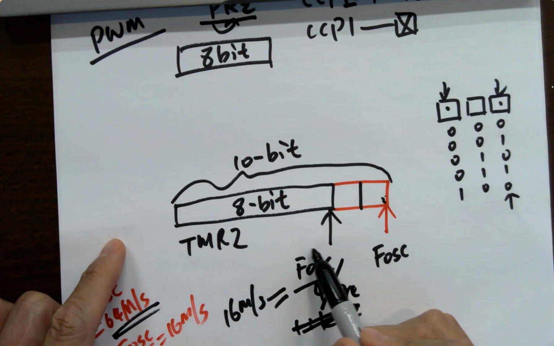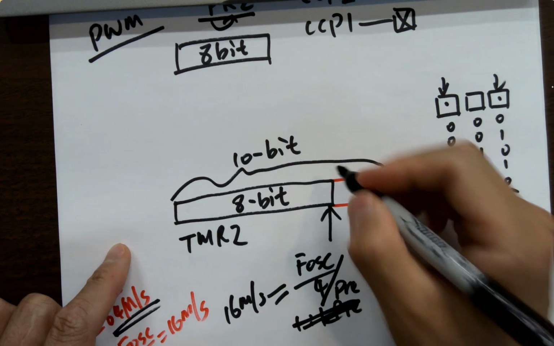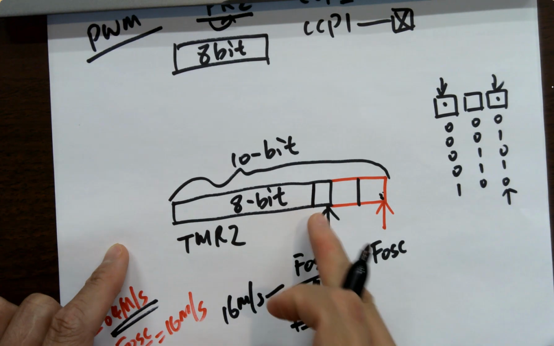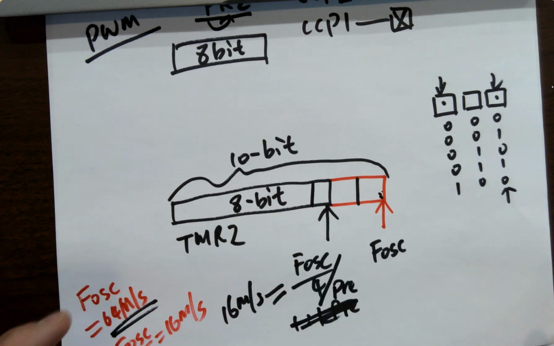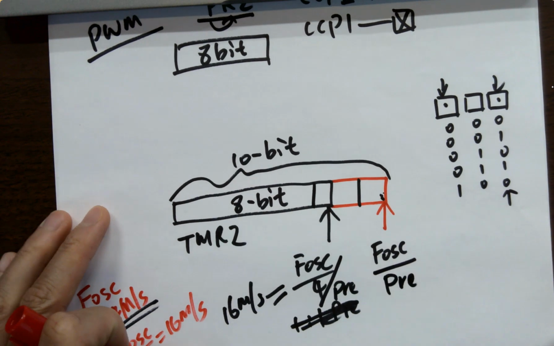This is 16 megahertz divided by the prescaler, which is the frequency toggling this bit. Toggling this bit. Okay?